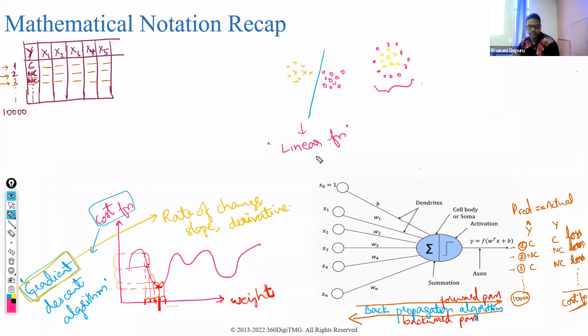When you use a linear function, that means you're not going to do anything. Whatever you get in the integration, you supply it as is. This linear function will not do anything. It will take the value here and give the same value as output. That's the goal of a linear function.